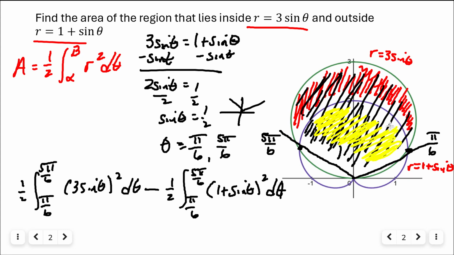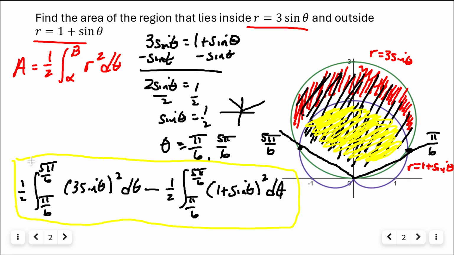Because if I can take away that area that's in yellow, then the only area left will be the area that's in red. And that's how you would calculate the area of that region that lies inside the one curve and out of the other. Okay? Again, you can type this into a calculator to do it.